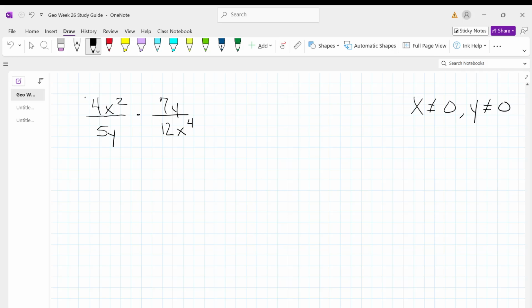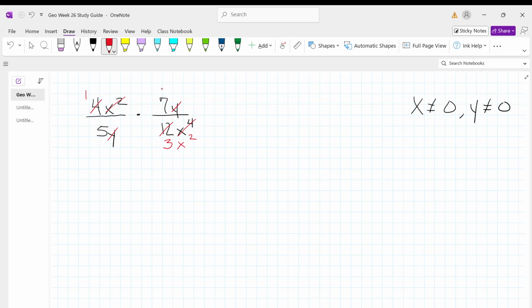And now you can start canceling, simplifying. All right, I'm going to start with these two y's. This y in the bottom left cancels with the y in the top right. The 4 goes into itself once, and it goes into 12 3 times. X squared goes into itself once, and it goes into x to the fourth, x squared times.